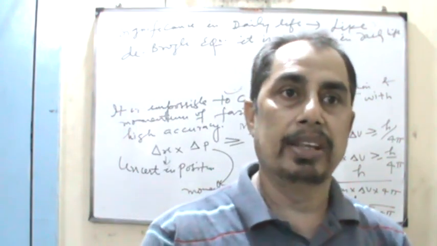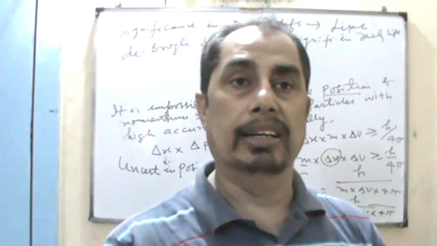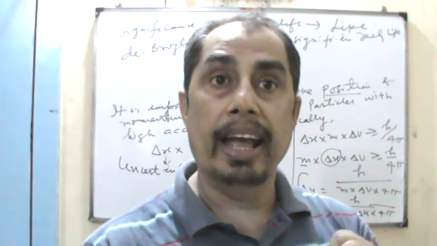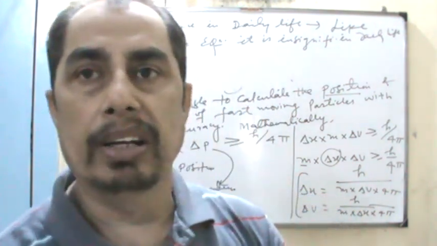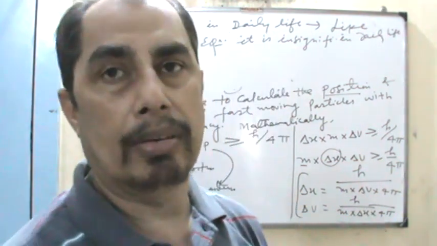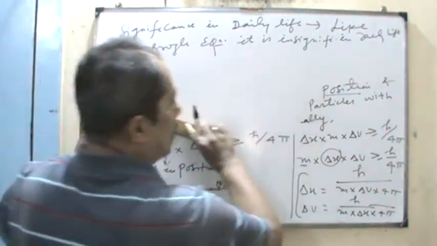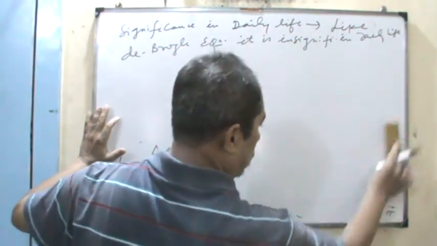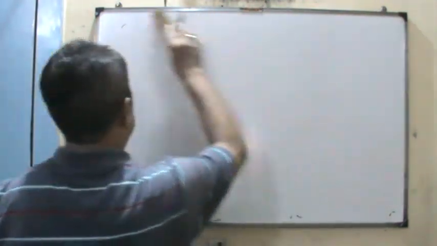Just like a cricket ball in flight, we can imagine the angle of the cricket ball as well as the velocity and the position. So it is not useful in day-to-day life, but useful for microscopic objects, because it is not possible to calculate the position and velocity only for the microscopic objects.